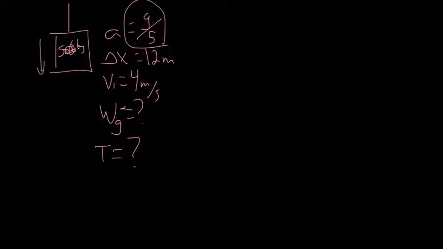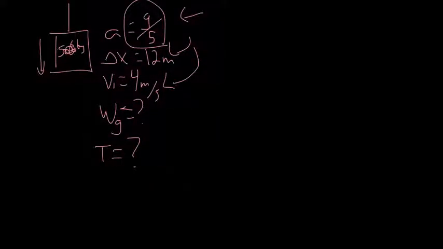Okay, and so we have to think about this in a different way here, because we're given acceleration and we're given some quantities as far as displacement and initial velocity goes. And so one of the ways that we can start here is by focusing on our acceleration. Okay, so we know that we have acceleration here of g over 5. Okay, we know we have a displacement, and we know that we have an initial velocity.